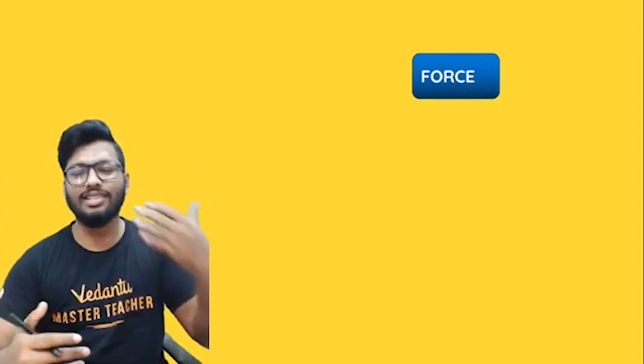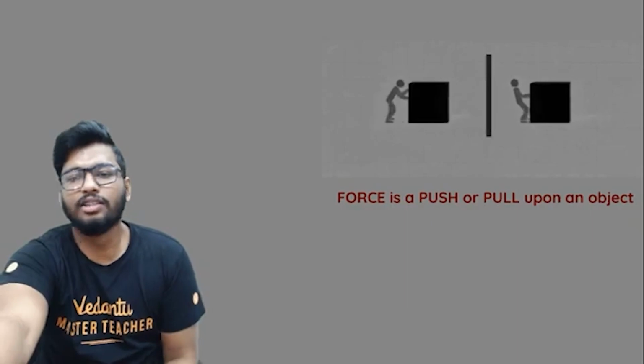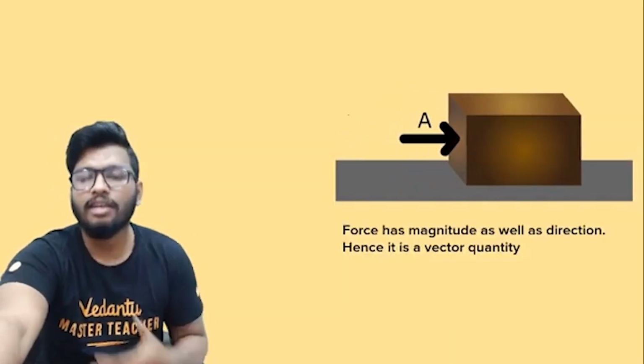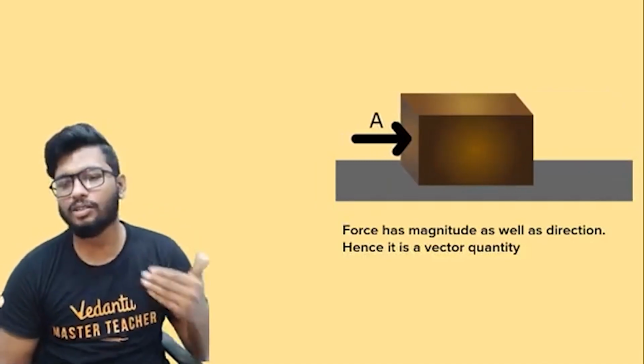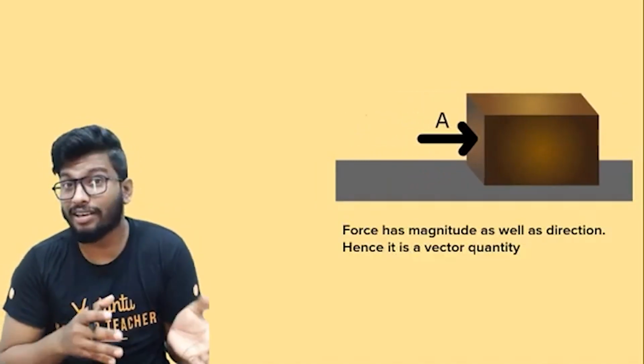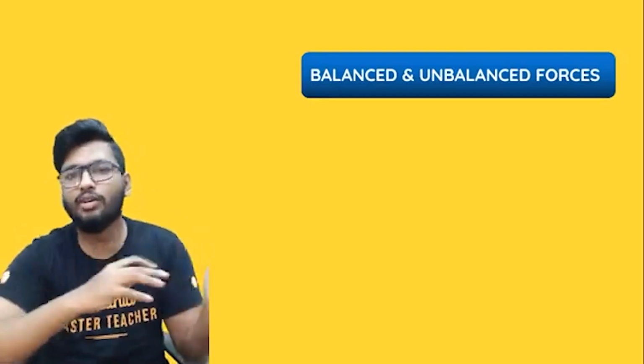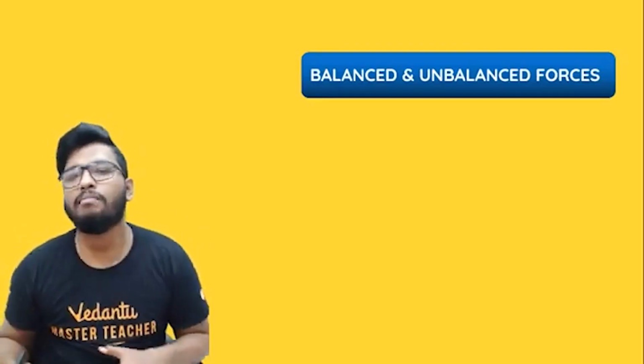So what is force? Once again, a push or pull experienced by a body or upon an object is what is called force. Force has both magnitude as well as direction, and because it has both magnitude and direction, it is a vector quantity, not a scalar quantity. Now there are two types of forces. You have balanced and unbalanced force.